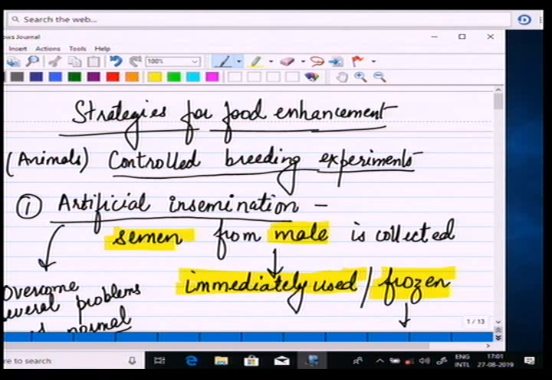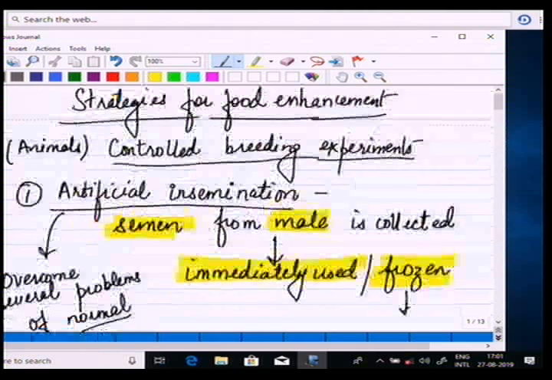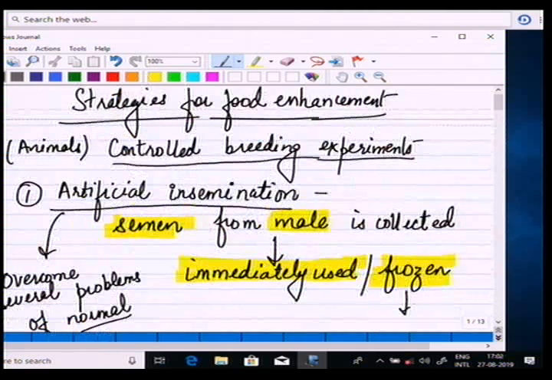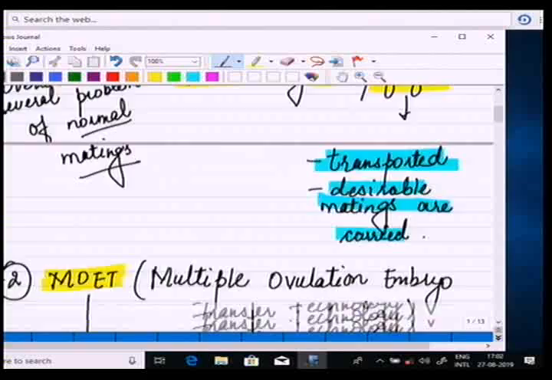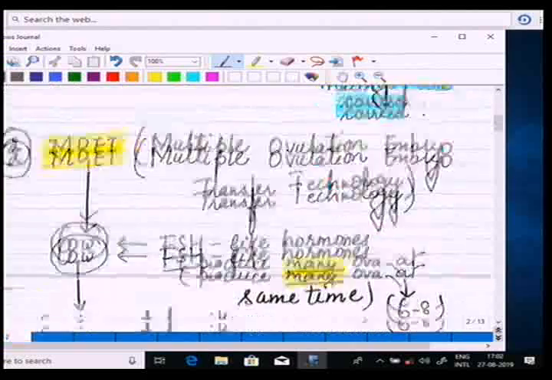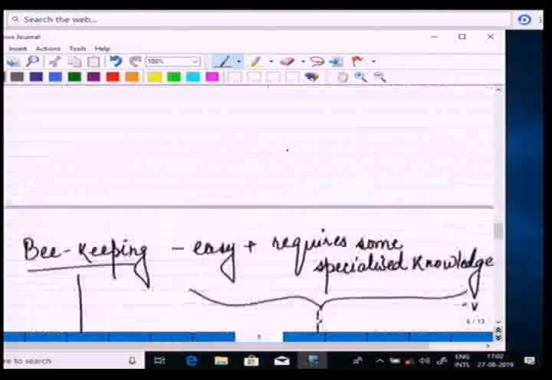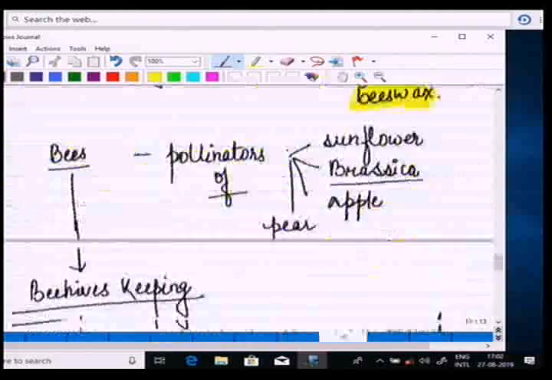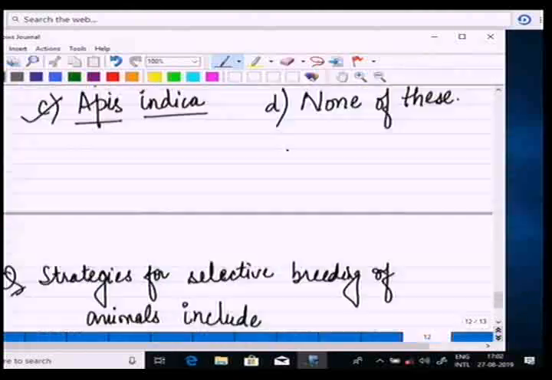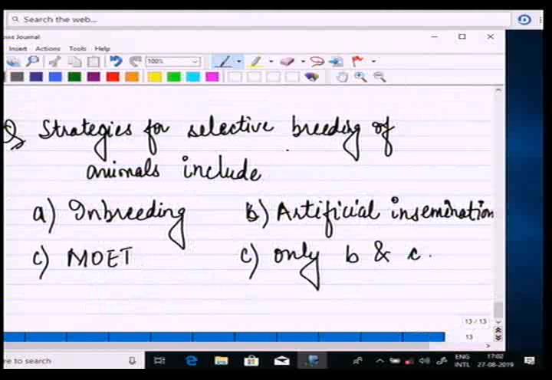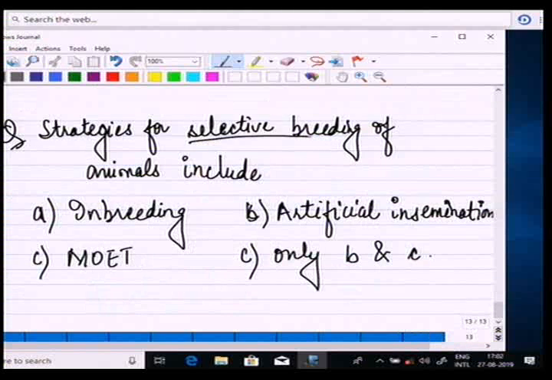See, all of you, this is what we did in today's class when I started the class. This is a controlled breeding experiment, isn't it? This is artificial insemination, a controlled breeding experiment. Artificial insemination as well as MOET. Both the techniques are very well applicable. You can apply either of the techniques, or you can apply both to breed the animals in a very efficient way. So the correct option is D.